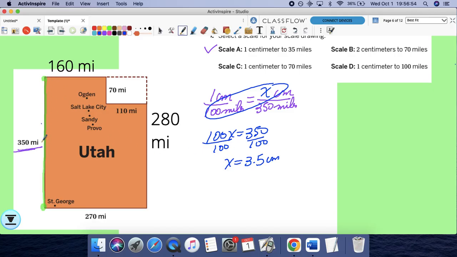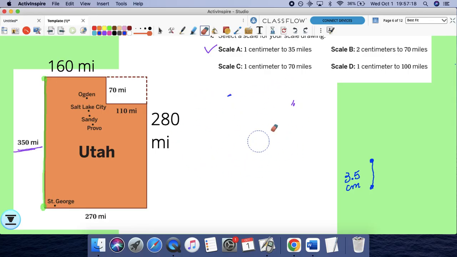So if I were to take the western side of Utah, right, the western edge here, I'm going to use a ruler. Well, I'm not going to use a ruler, I'm going to pretend I'm going to use a ruler, right? And I'm going to use 3.5. So in your notebook or your sheet, wherever you're doing this, you would measure 3.5 centimeters, and that would represent that western edge of Utah. And now it's rinse and repeat. So let's do this bottom part now.